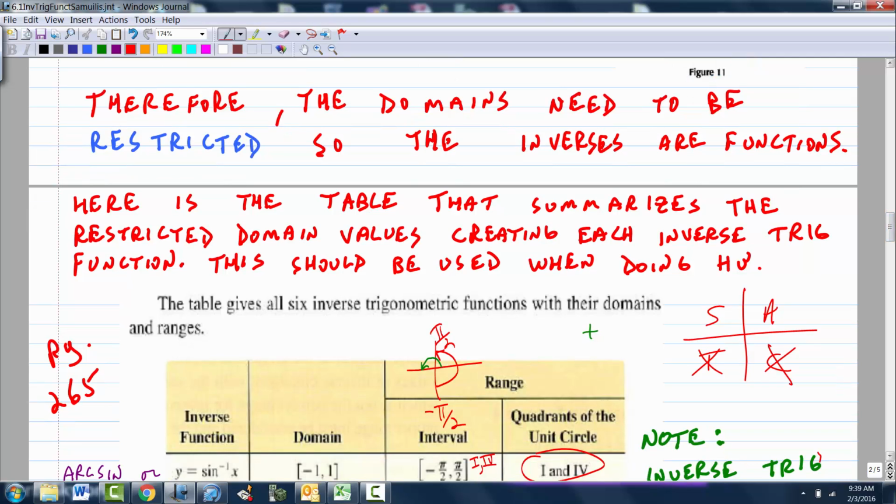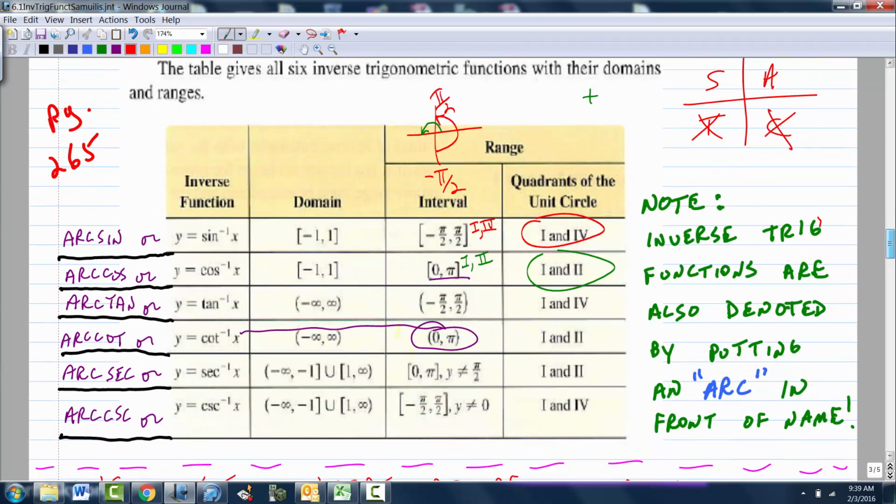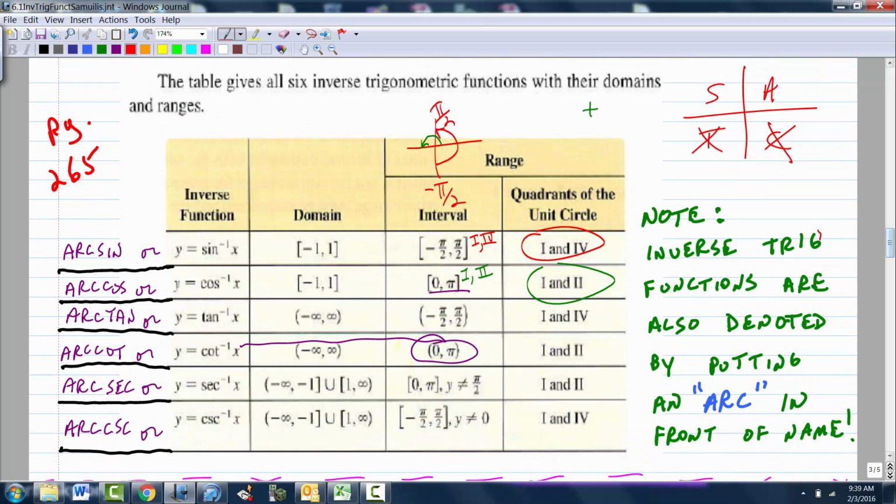Therefore, the domains need to be restricted. So the inverses are functions, because that's what's important no matter what you want to say about it. Here's a table that summarizes the restricted domain values creating each inverse trig function. This should be used when doing homework tonight, and it has to be memorized.